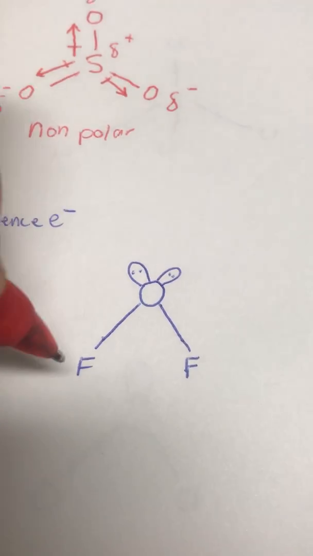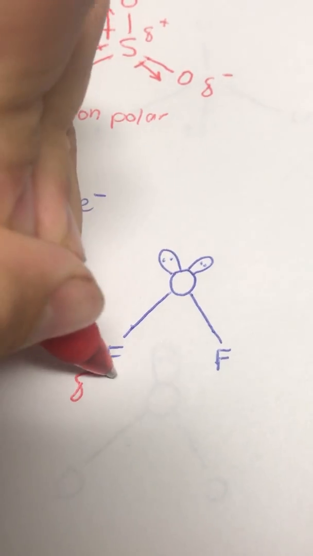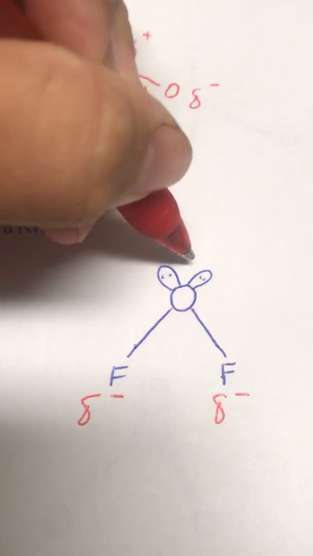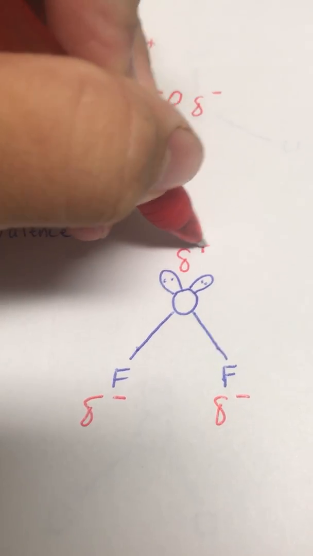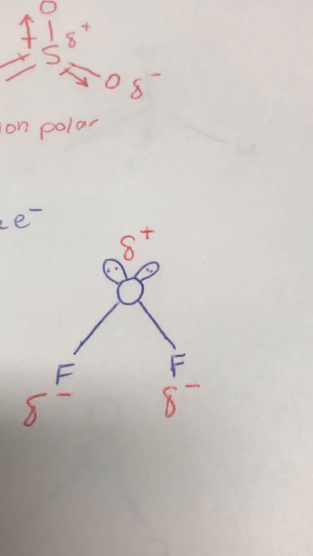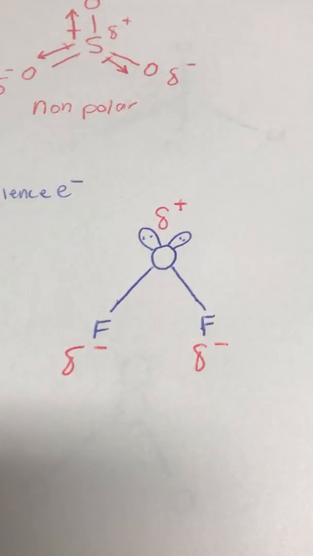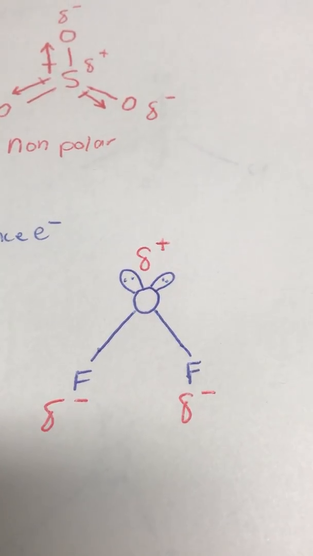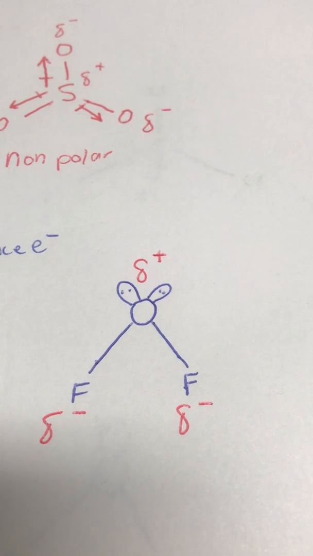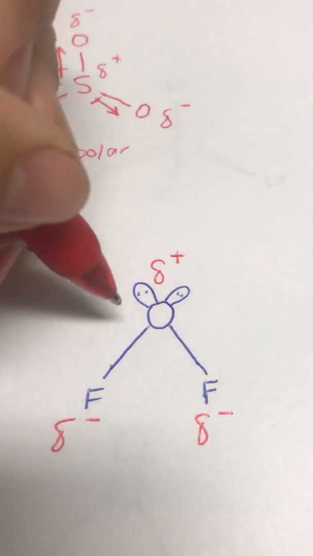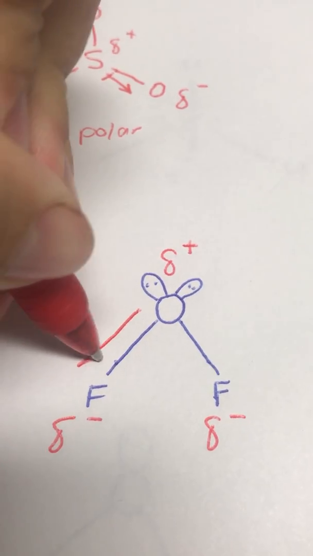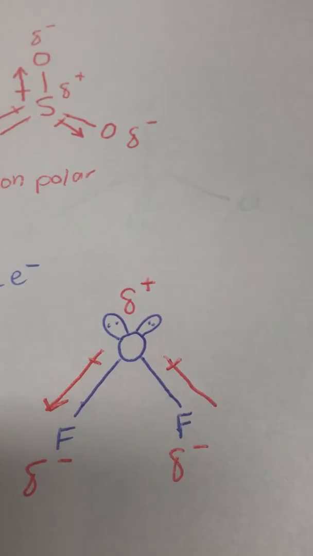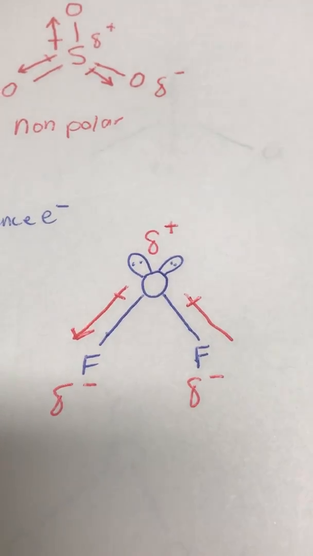Fluorine is the most electronegative in this molecule. So the fluorine atoms will have partial negative charges, and the oxygen will have a partial positive charge. The molecular geometry is bent, and we have two non-bonding pairs here. The dipoles will move towards the most electronegative atoms, and they will not cancel.